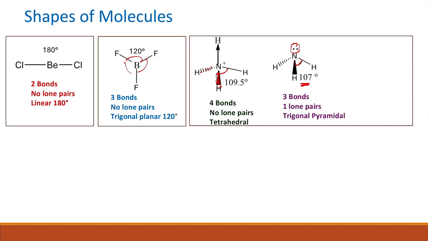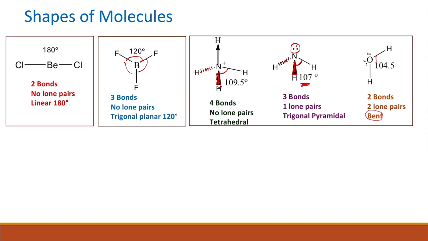Again, we are drawing a 3D shape, and then we are using these two bonds, the wedged and the broken line bond. The third possibility for four different electron pairs is having two bonds and two lone pairs of electrons, like water. Water has two bonds and two lone pairs of electrons. In this case, the shape is called bent, or we can call it also V shape.